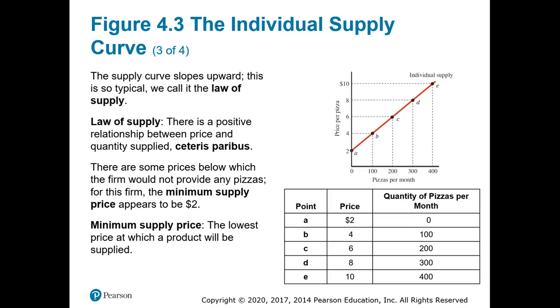There are some prices below which the firm would not provide any pizza. For this firm, that's the minimum supply price, which is at $2. Minimum supply price is the lowest price at which a product will be supplied. Notice that it's very little, and in this case, 0.